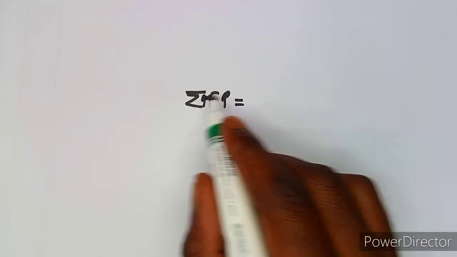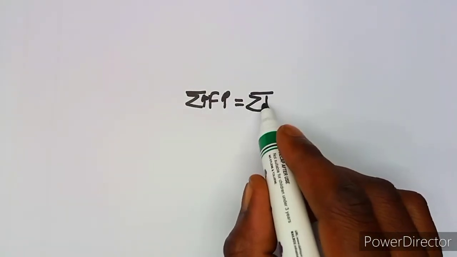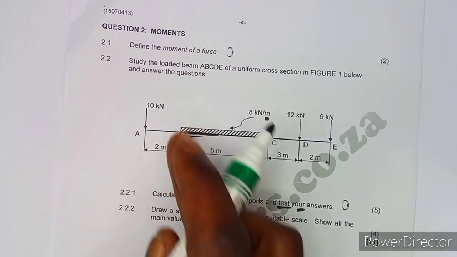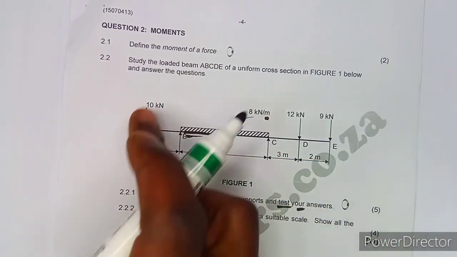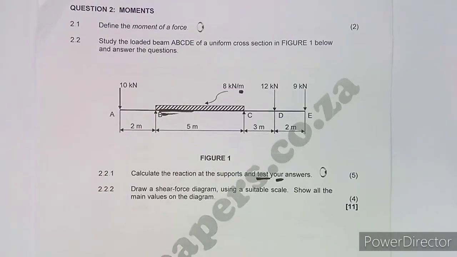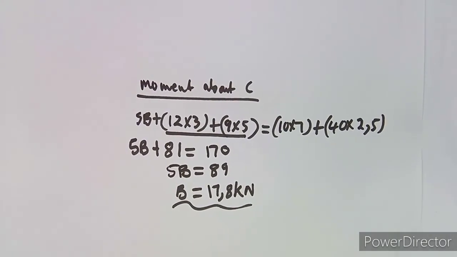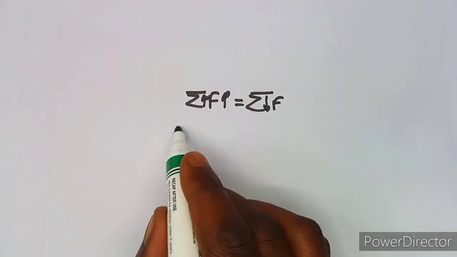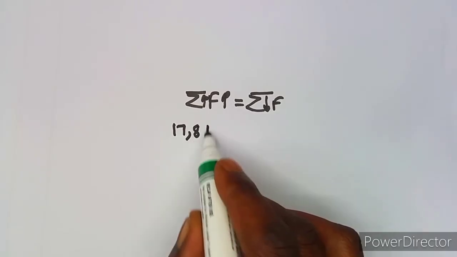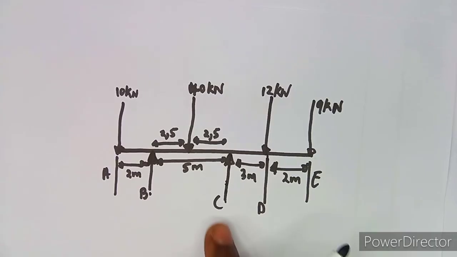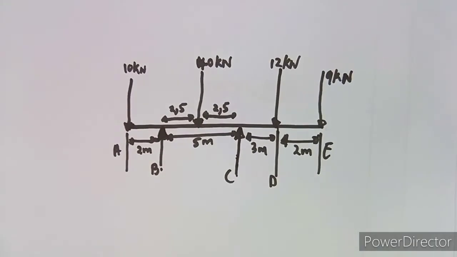So you can even use this here, which is equivalent to the downward forces. These are the ones which are going upward at B and at C, and these are the ones which are facing downwards. At B we obtained 17,8. Remember that at B we obtained 17,8. So for the upward forces, we have 17,8 plus the one which is also going upward, C.